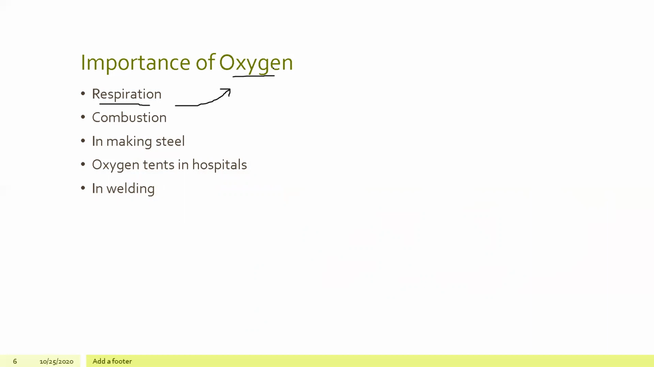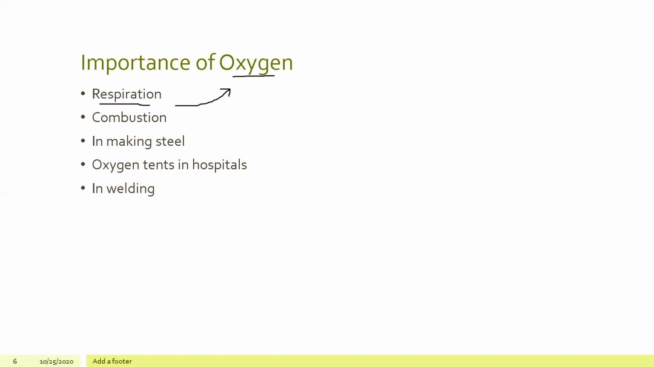The process by which living organisms produce energy from their food is respiration, and oxygen, as we discussed, is essential for this process. So what happens? Glucose, C6H12O6, is combusting with oxygen, or burning slowly in oxygen, to form carbon dioxide, water, and energy.